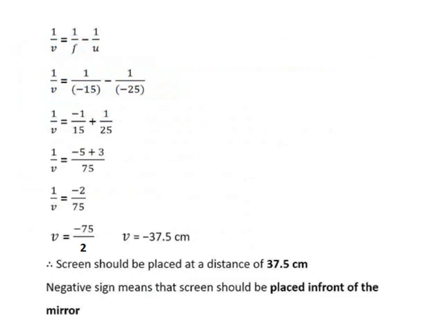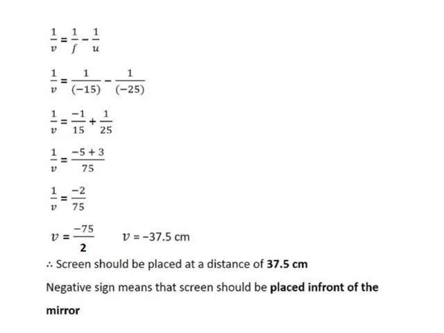Now let us substitute the given values in the formula. 1 by f is equal to 1 by v plus 1 by u. Since we are asked to find the value of v, 1 by v is equal to 1 by f minus 1 by u. So substitute f is equal to minus 15 and u is equal to minus 25. Now wherever you have two signs, I told you, you have to convert it into one sign. So minus of minus 25 will become plus 25.